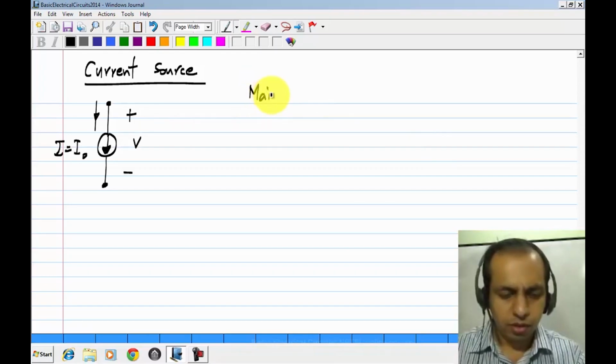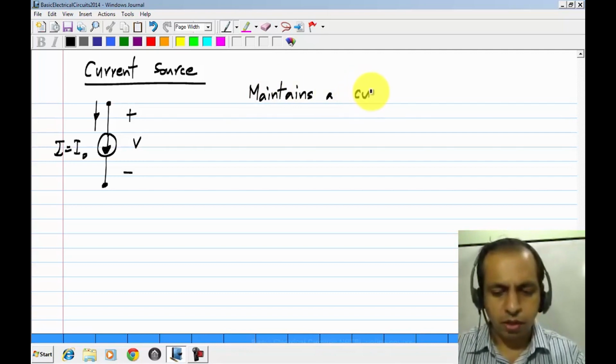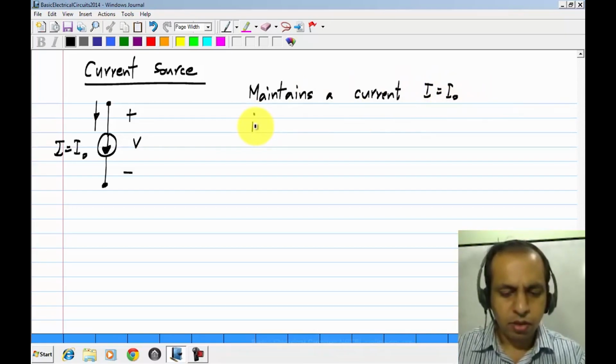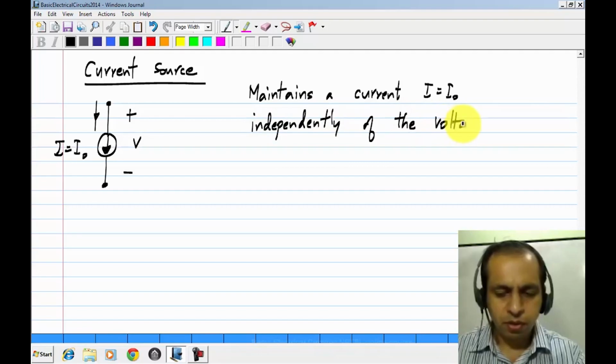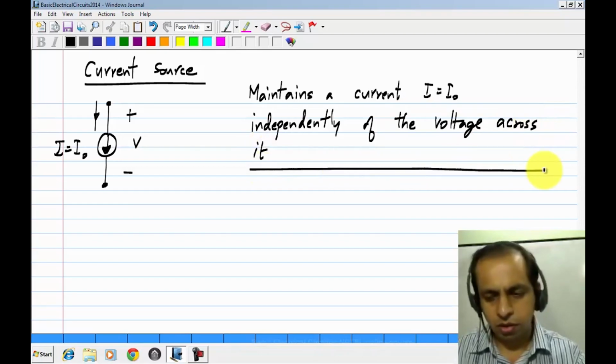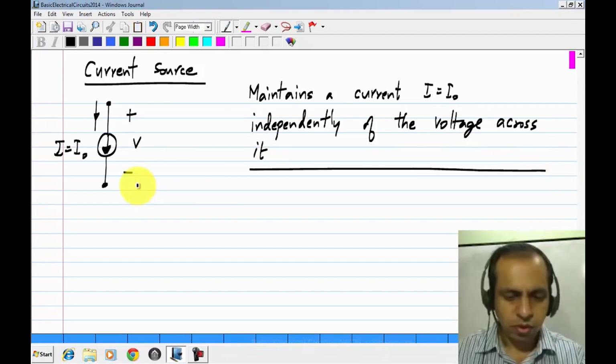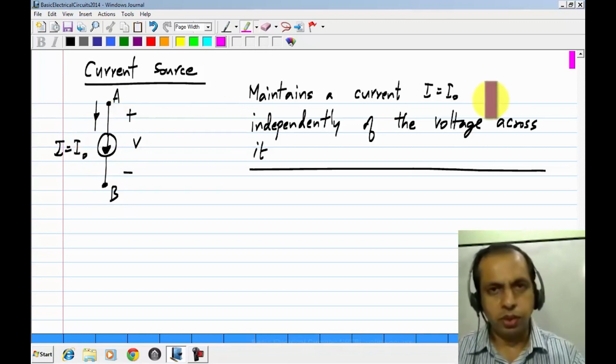It maintains a current I equals I naught independently of the voltage across it. It doesn't matter what voltage you have between these terminals A and B, a current I equals I naught will be flowing through the current source. So this is the meaning of it.